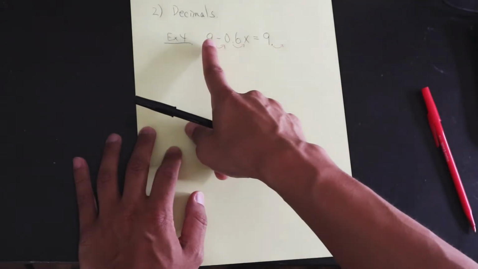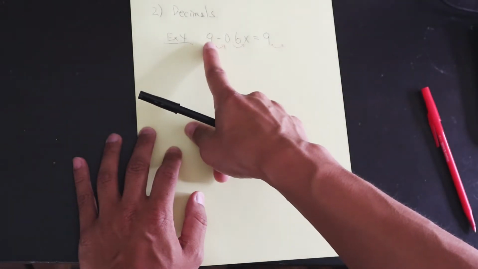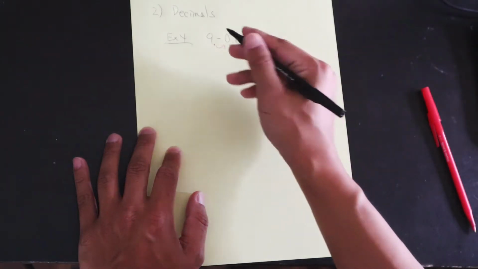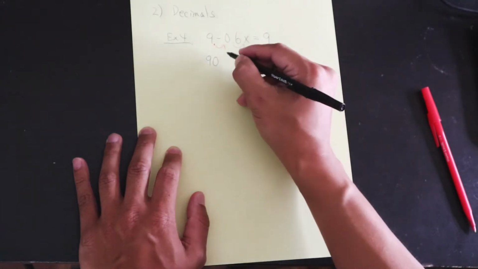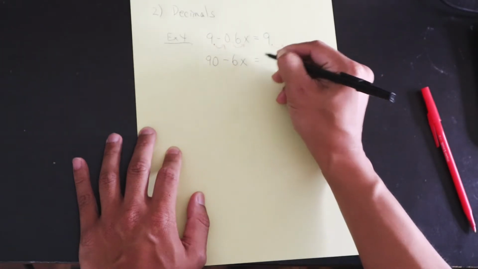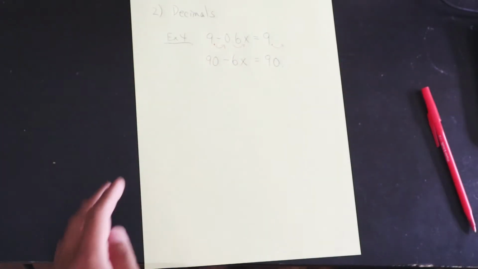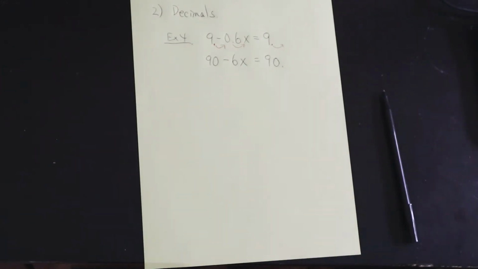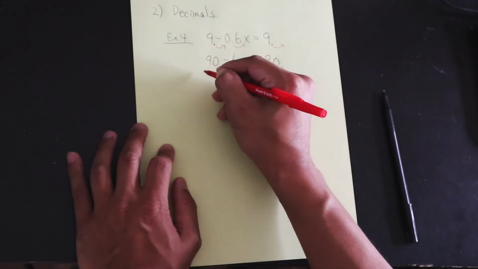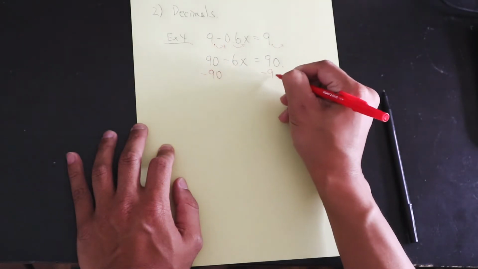Then from there, once you move the decimal place of 9 to the right once, that becomes 90. And then 0.6, once you move it once to the right, becomes 6x. And then this 9 again becomes 90. So boom, now all the decimals are gone, right? Isn't that great? Then from there, you can just keep solving the equation like you did last lesson. You subtract both sides by 90.